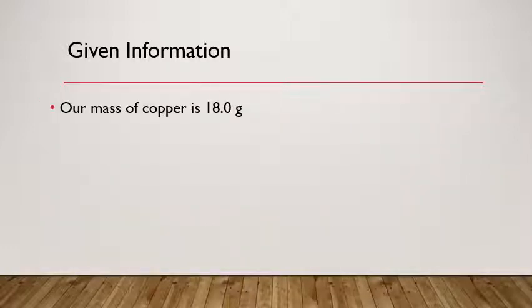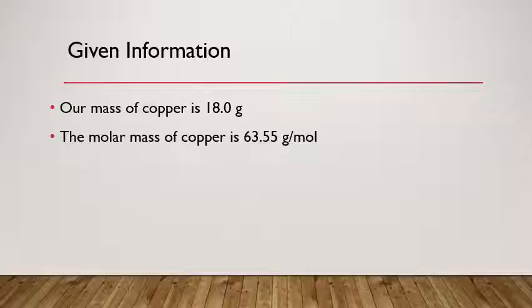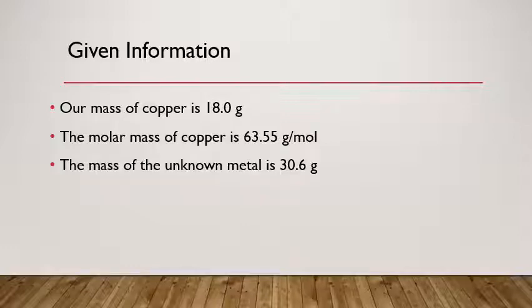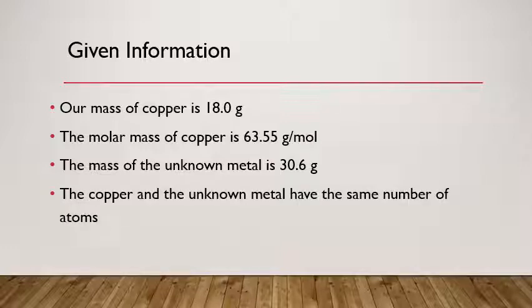So, organizing our given information: mass of copper, 18 grams. They give us the molar mass, 63.55, but if they didn't give us that, we could look it up. The mass of the unknown metal is 30.6 grams. The copper and the unknown metal have the same number of atoms. That's an important phrase in this problem.